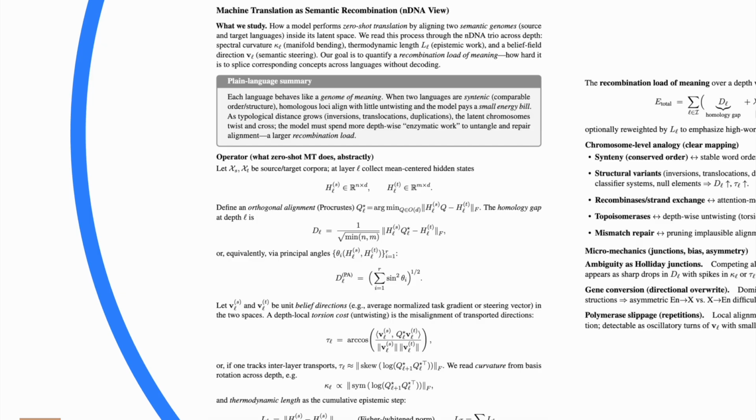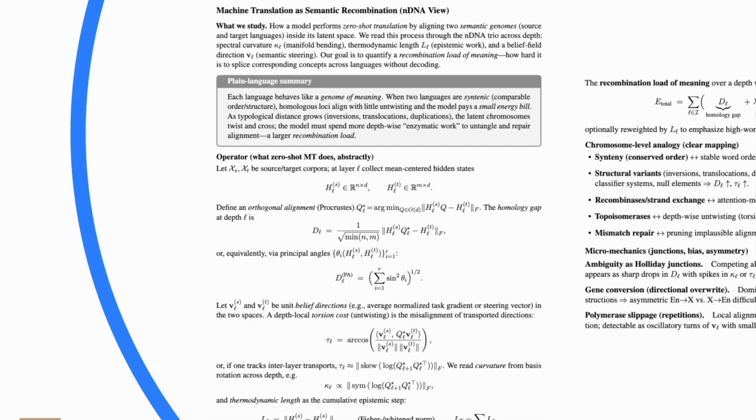You can read the same quantity through principal angles between the two subspaces. Both views give a clean, comparable distance per layer. Next, we track a belief direction in each language, a normalized steering or task gradient, and measure their torsion, which is the angular misalignment of those directions once you transport them into a shared frame. Intuitively, distance tells you how much sliding is needed to match loci. Torsion tells you how much untwisting is required to make the match stick.